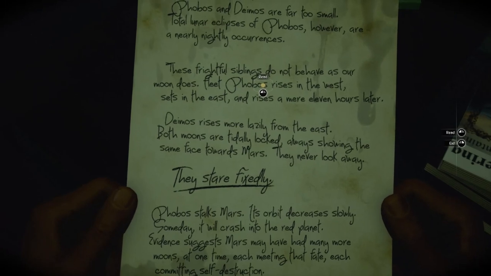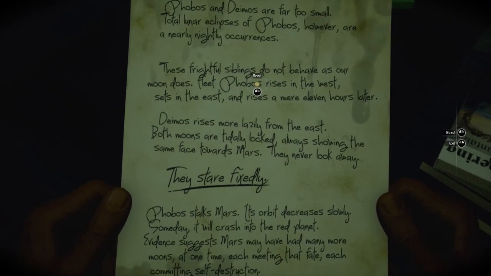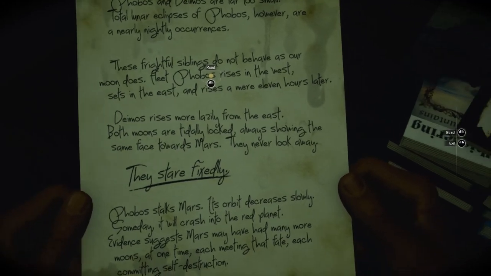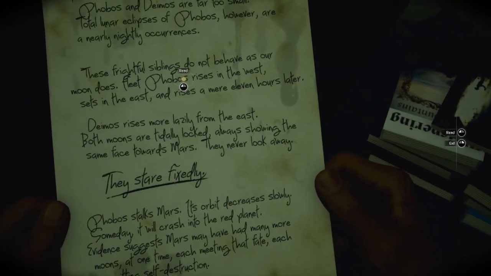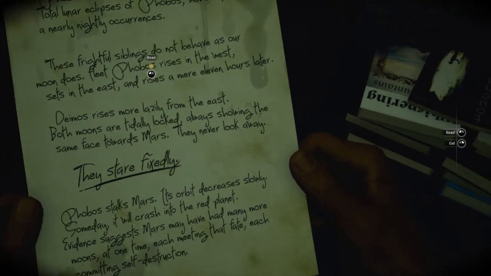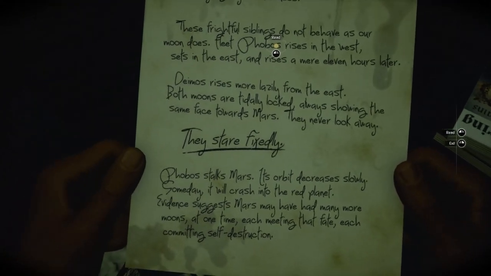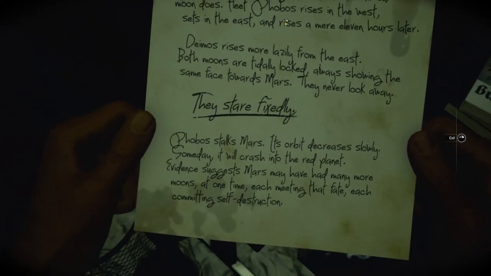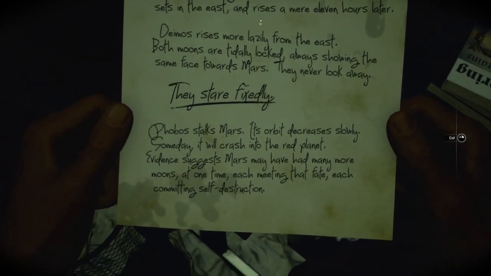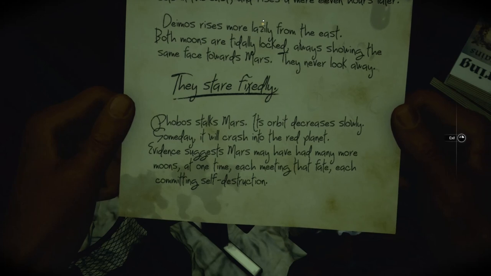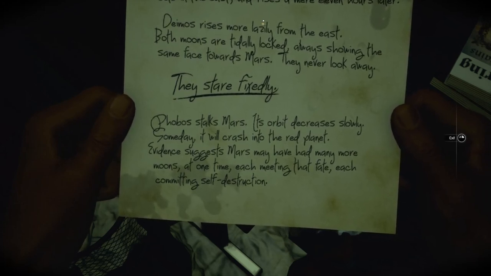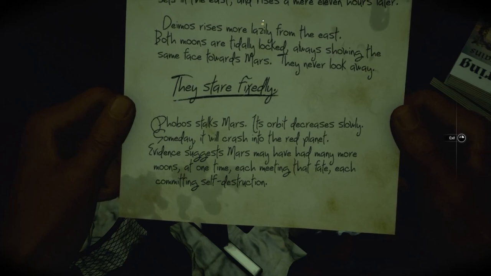Deimos rises more lazily from the east. Both moons are tidally locked, always showing the same face towards Mars. They never look away. That's a phrase that has been repeated a bunch of times already. Also, they stare fixedly. Phobos stalks Mars. Its orbit decreases slowly. Someday it will crash into the red planet. Evidence suggests Mars may have had many more moons at one time, each meeting that fate, each committing self-destruction.